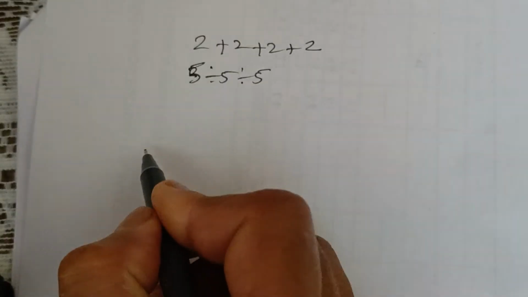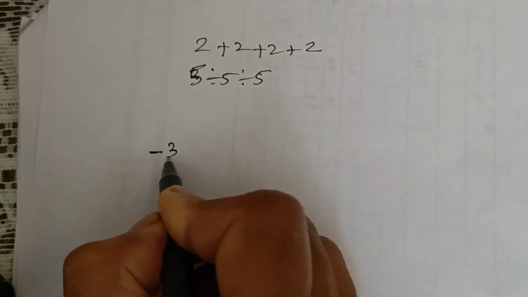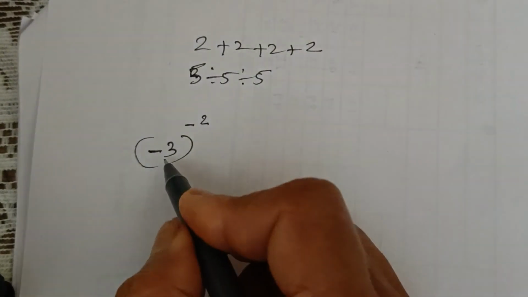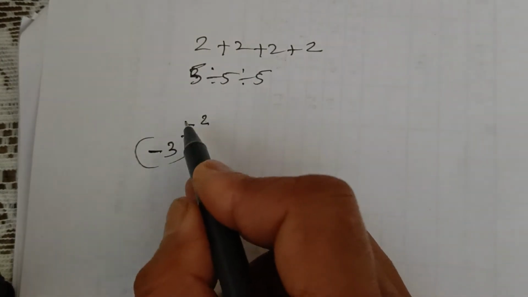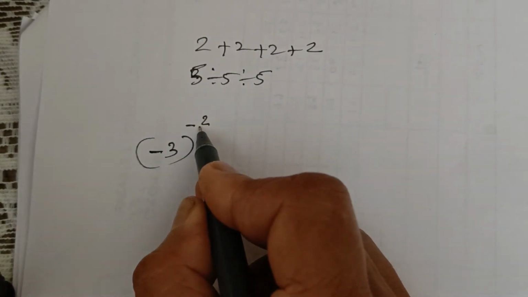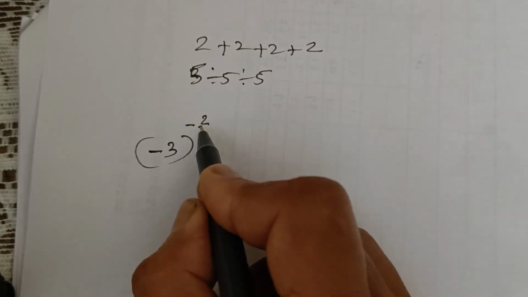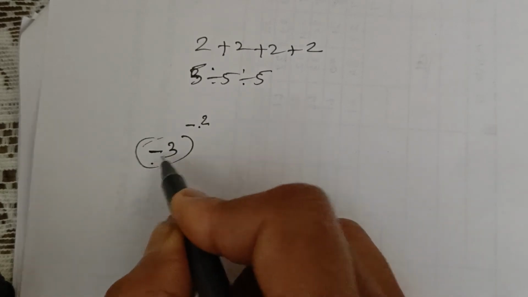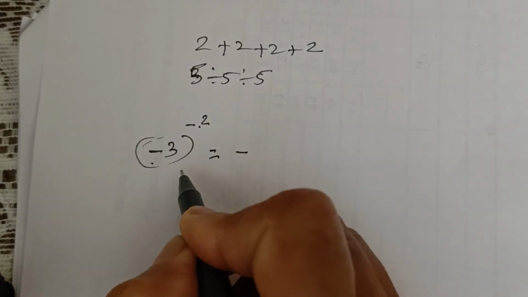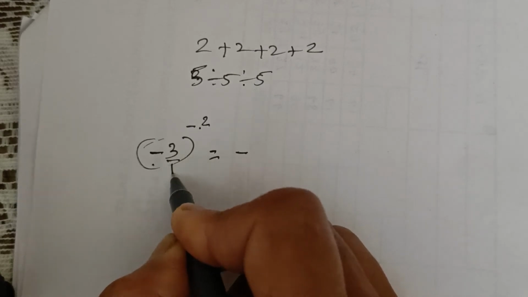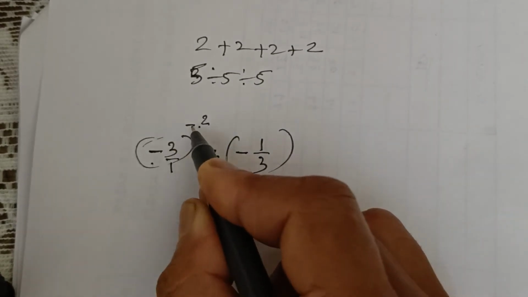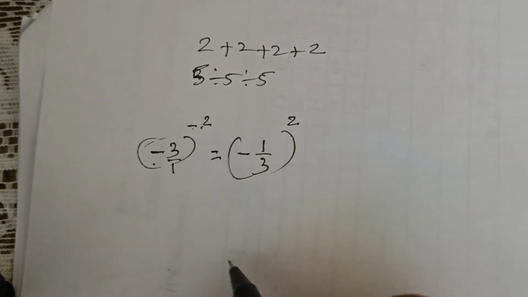Let us see another example. Minus 3 whole power minus 2. Look at that. The base can be negative or positive, no problem. Only the power should always be positive. If it is negative, we won't be able to do the sum. So how to change it into plus power? Write the reciprocal of minus 3. The minus sign will be as it is in the numerator only. 3 by 1 becomes 1 by 3. And the power, when you write the reciprocal, the minus 2 becomes plus 2.